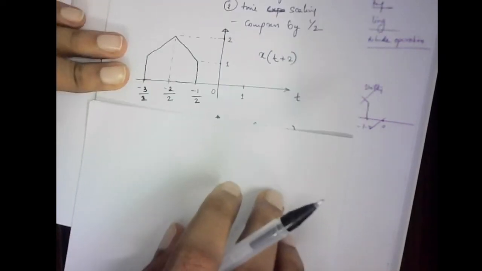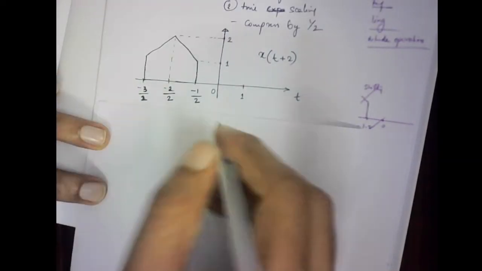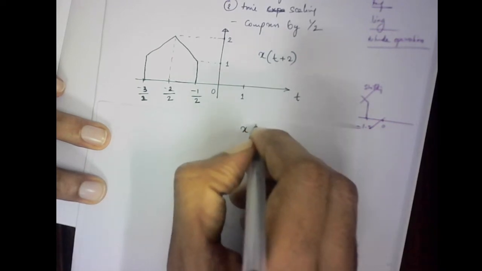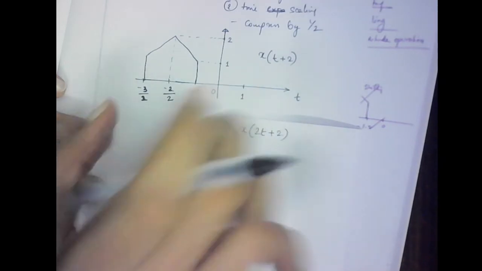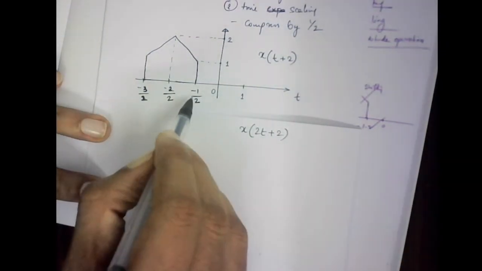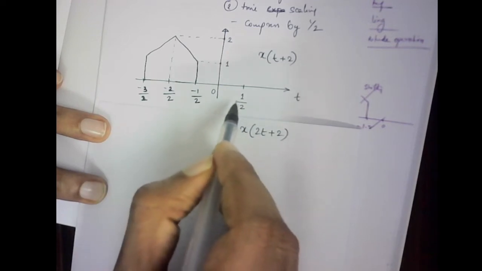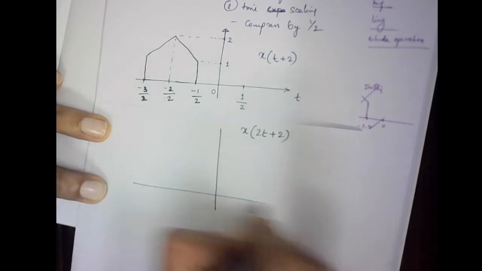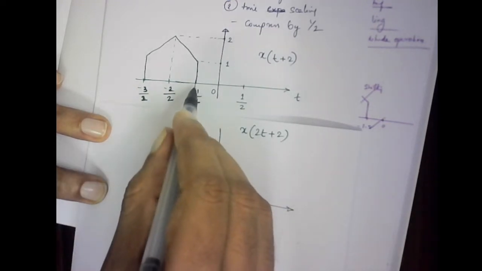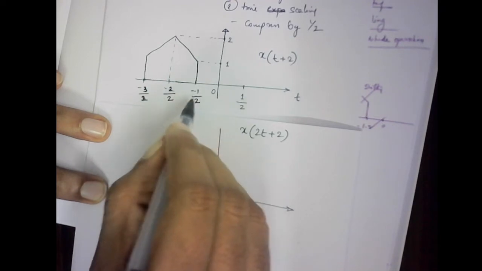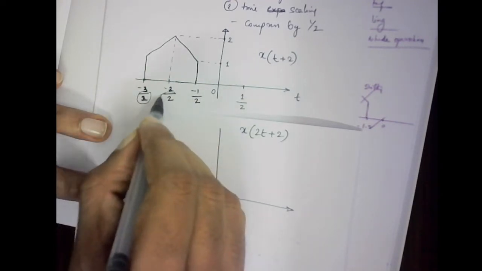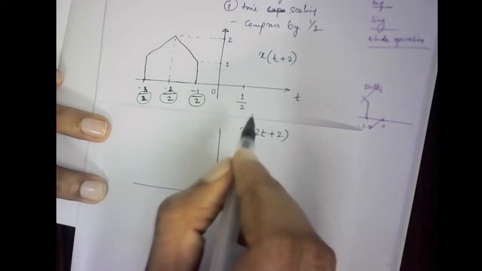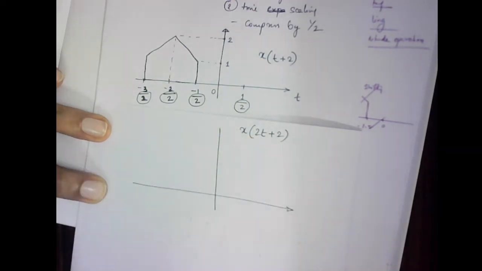Okay, so if you draw it once again, this is x of t plus 2. What you need is x of 2t plus 2. That means you time compress this particular signal by half. So what it means is you put half in all of the time scale instances. Now it is, so this I have put later, right, because of the time scaling operation.